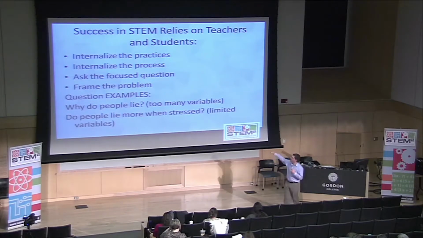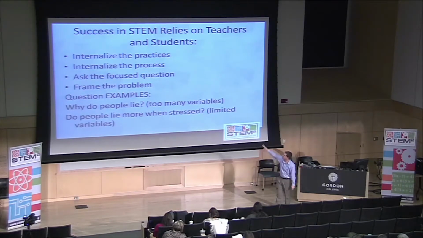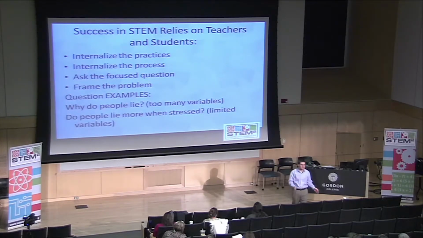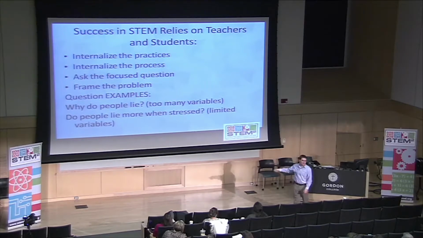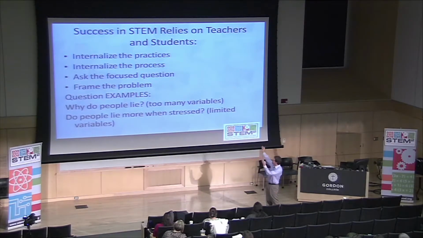In this case, I think those are fairly obvious. But in this case, I see teachers get stuck here. So here's a question with too many variables. Why do people lie? Huge number of variables. Is that something that we could answer in our classroom? No. And lying, we probably could pick something else, but you want to constrain the variables and also constrain the question to something that you could answer.